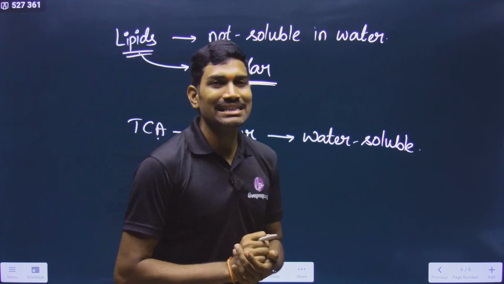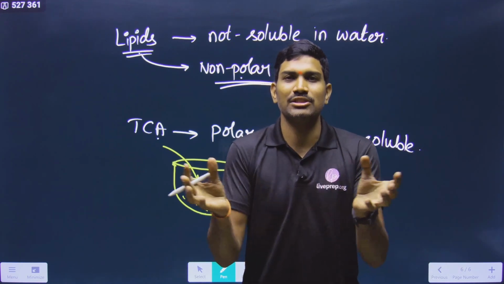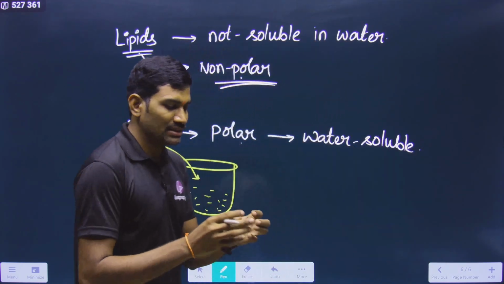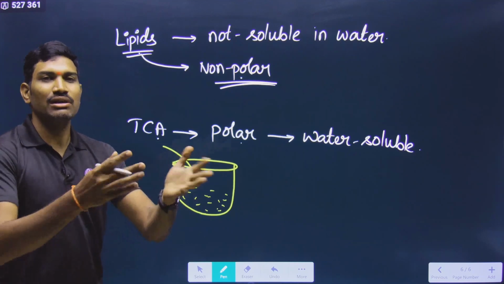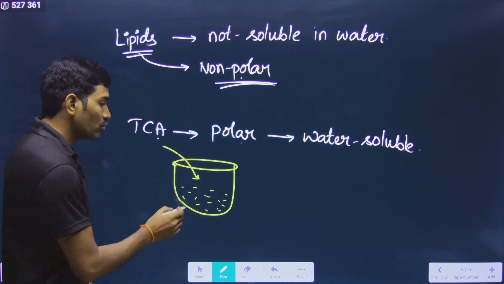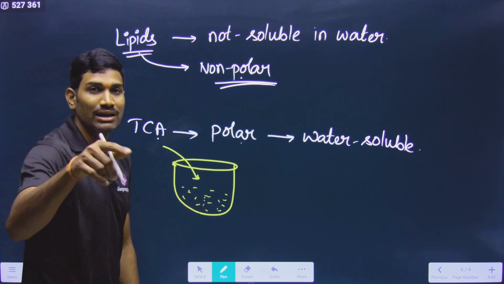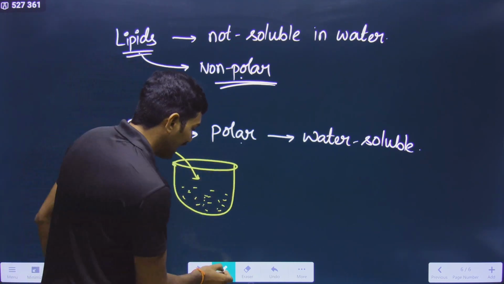Already in the cell chapter we studied that in the plasma membrane, lipids are present. How are they present? They are present together. And now what happens? This membrane will rupture and lipids will come out. But those lipids are not mixed with this trichloroacetic acid. So now what happens? All the lipids will aggregate together.